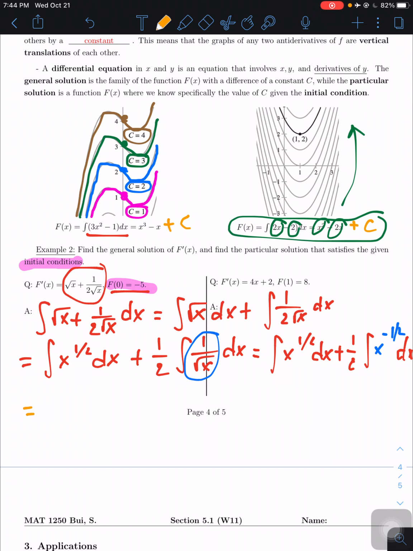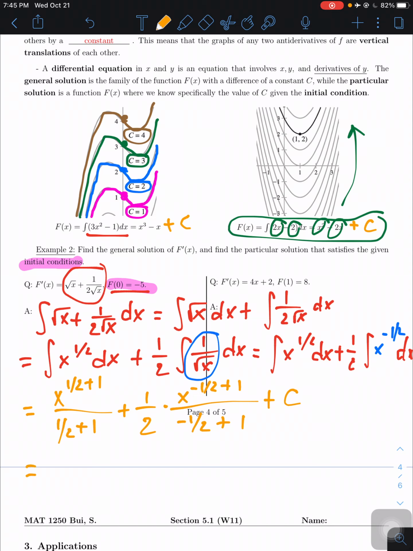So we're going to do x to the 1/2 plus 1 for the new power, and we divide it by the same number that we just had for the new power. For the second one, we have 1/2 on the outside, and then we're going to do the same thing. So we have x to the negative 1/2 plus 1, divided by negative 1/2 plus 1 on the bottom, and then at the end we have a plus c, right?